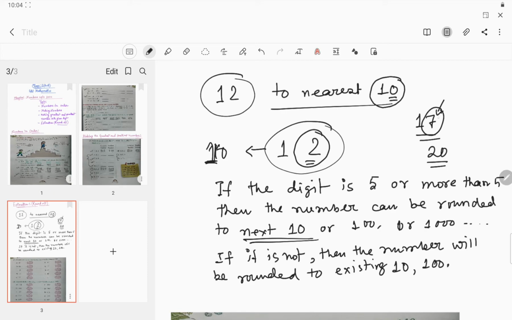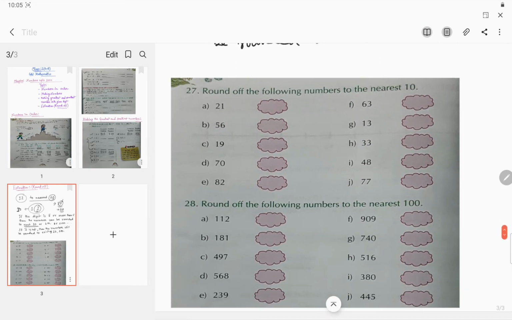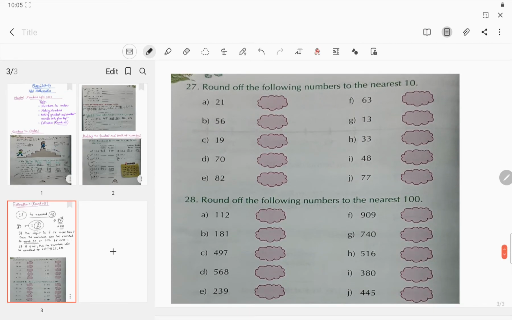So if the digit in the ones place is greater than 5 or equal to 5, then the number will be rounded to the next 10. For 17, for example, it will be rounded to 20. Clear? Try to understand. Try to revise the portion I am talking about. Now I am going to solve. Now listen very carefully and very attentively.